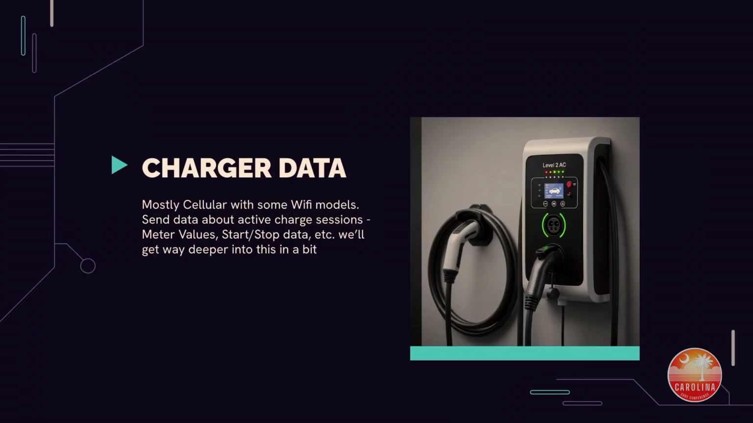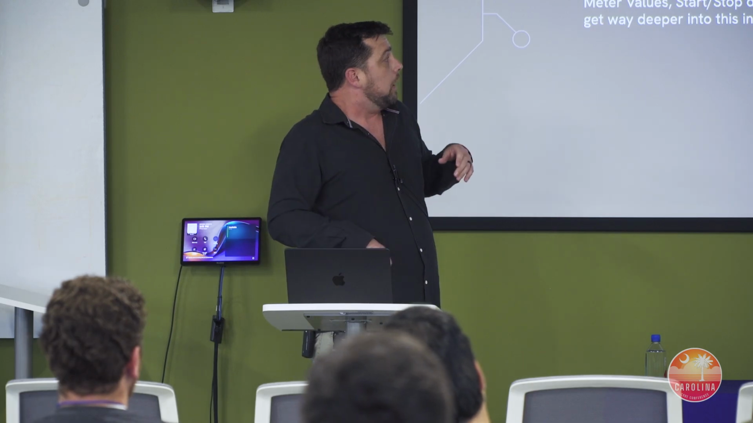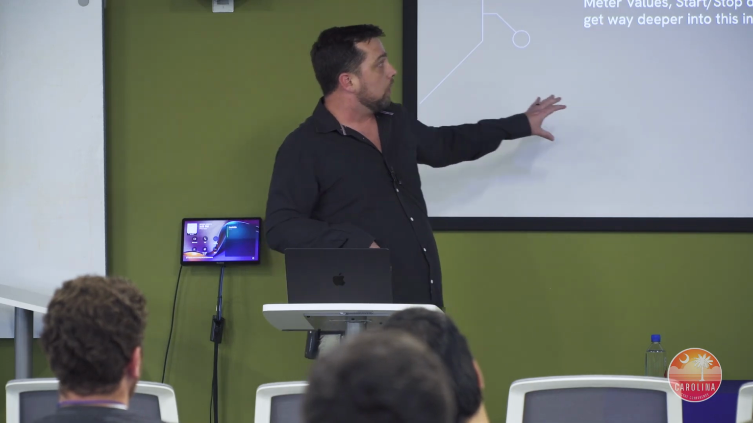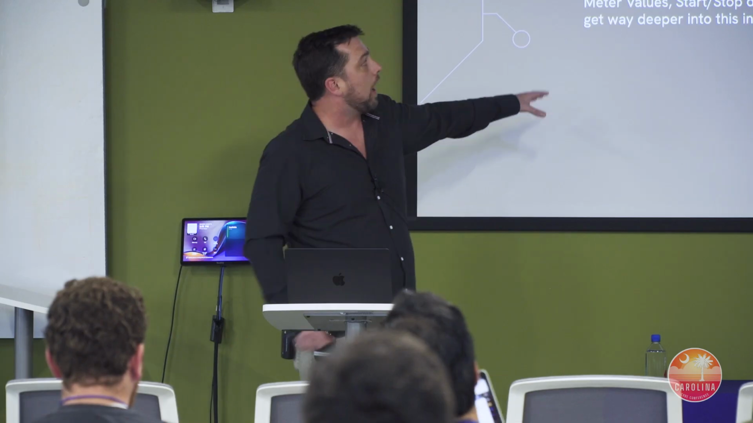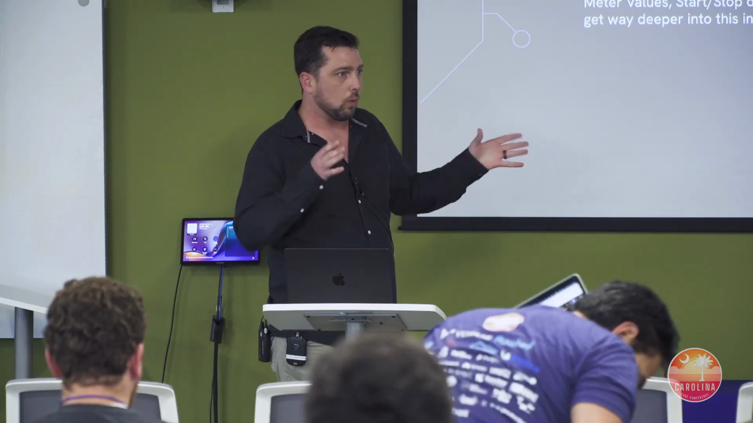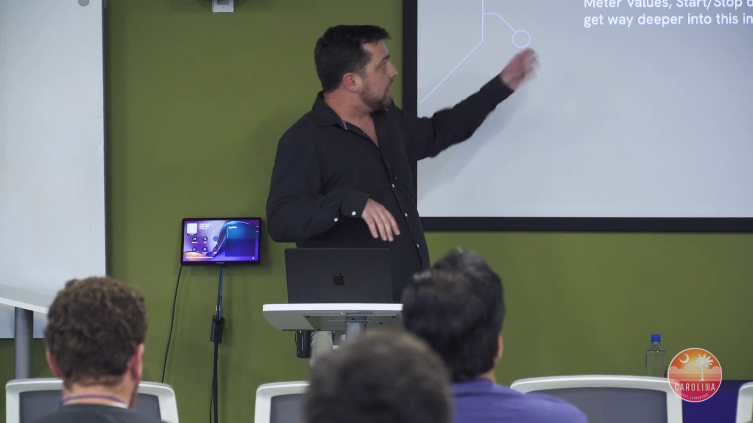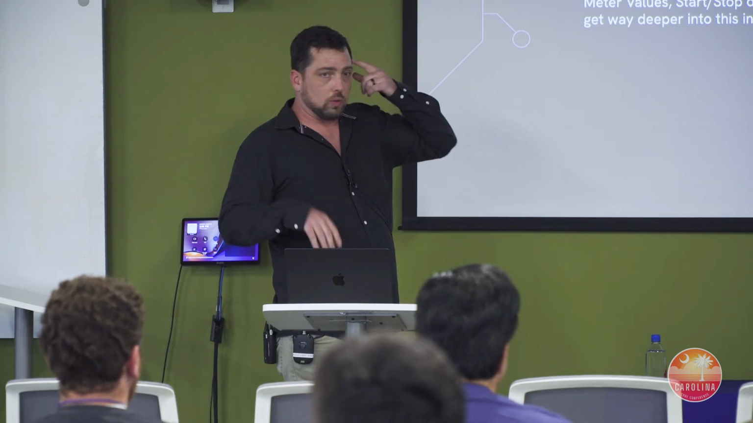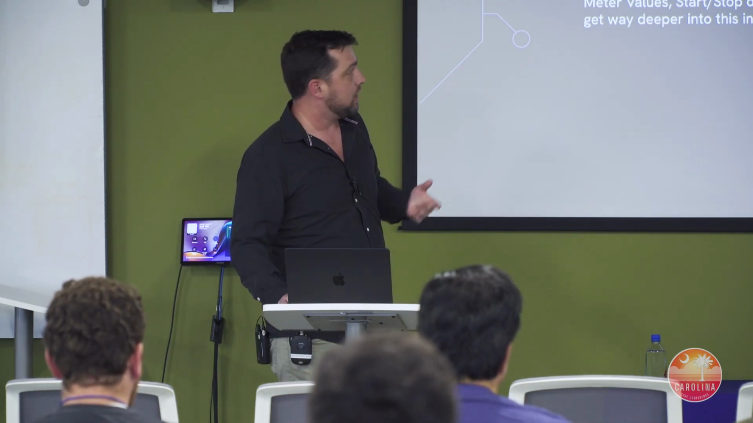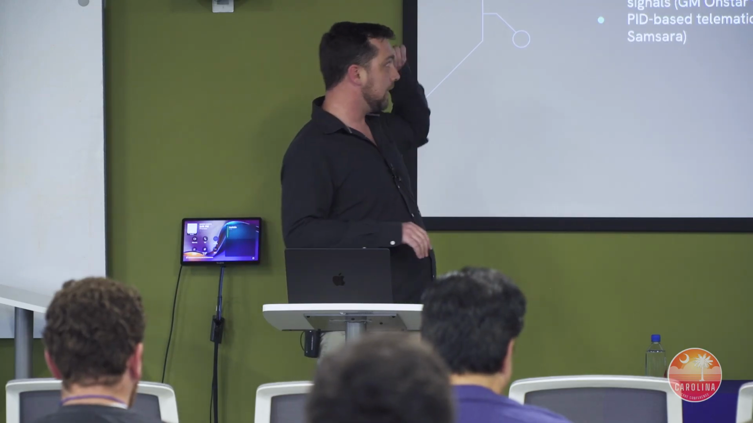So data sources. Number 1 is charger data. Almost all chargers, other than all those Clipper Creeks you see in downtown, those are the dumbest, best working chargers I've ever seen. They always work, but they don't send data anywhere. They're just an on-off switch, right? In general, the industry is moving more towards smart charging, and that requires chargers to have cellular and/or Wi-Fi capabilities to send a bunch of data to the cloud. We'll get deeper into this, but they send meter values, when it starts, when it stops, session information, that kind of stuff. And then you got vehicle data.